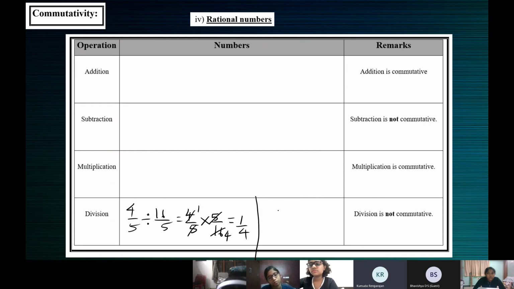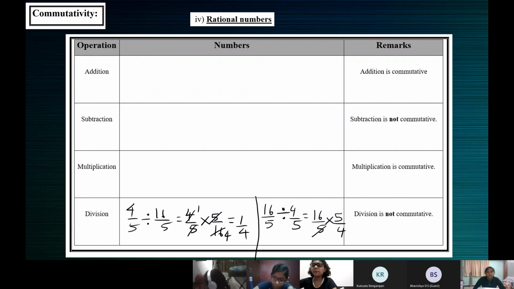Okay, now change the order and divide. That is right, 16 by 5 first, divided by 4 by 5. We write 16 by 5 and take the reciprocal of 4 by 5. Should I write division here? No, ma'am, multiplication symbol. 4 by 5 becomes 5 by 4. Now we should again cancel 5 and 5.